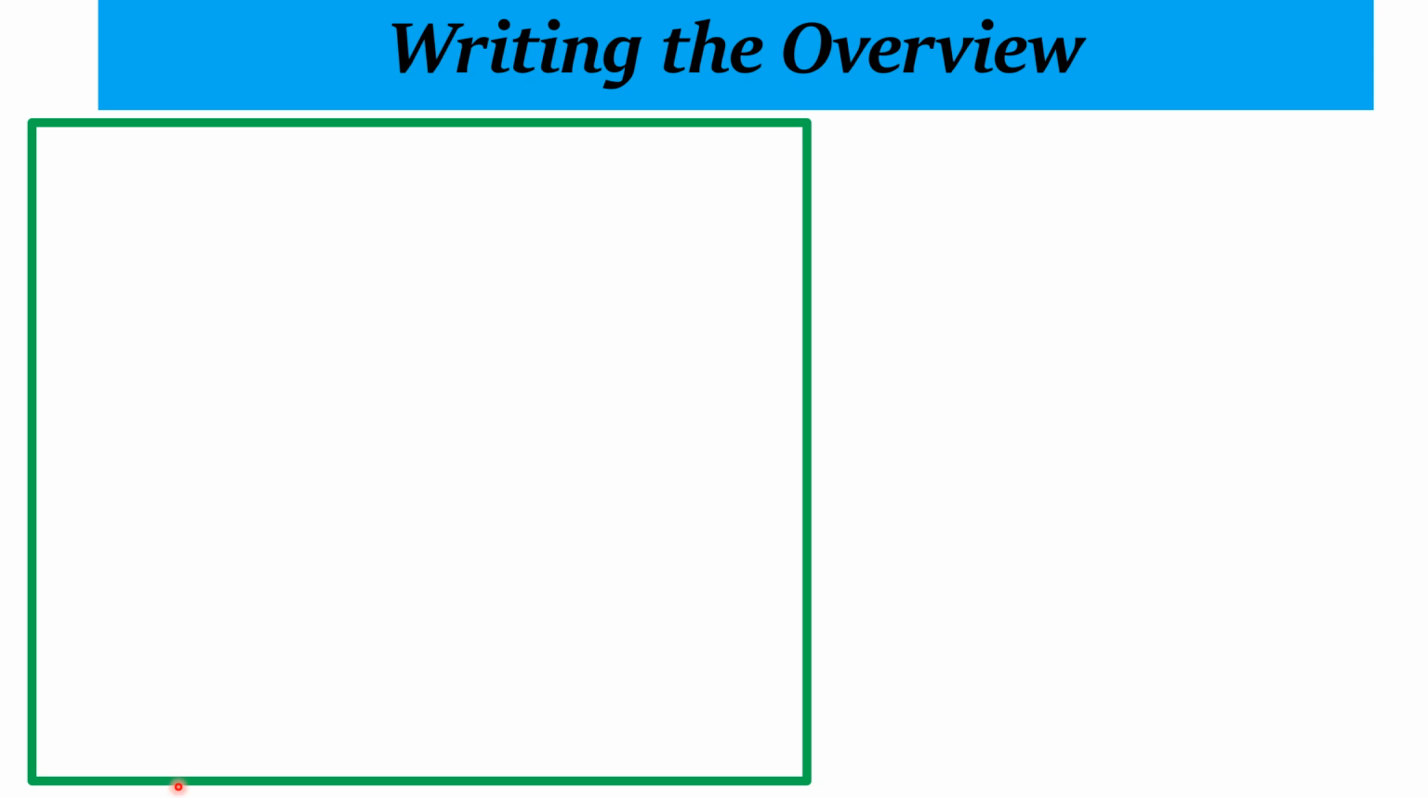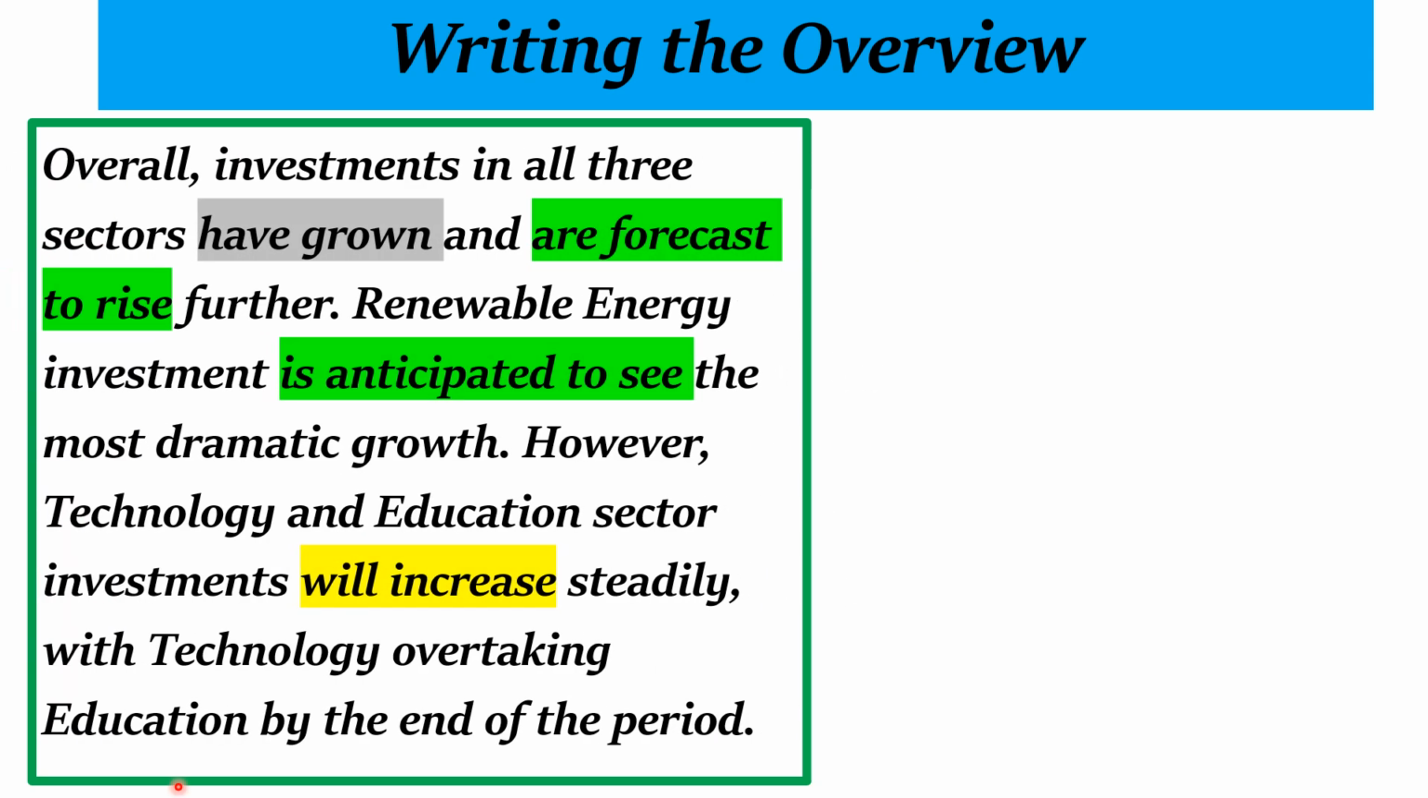Now let's try to understand how the overview is written. Notice that in the first sentence we have used the present perfect tense, have grown, to describe investments up to the present. Then, we used future expressions such as are forecast to, is anticipated to, and will increase for future trends. These structures help describe what's likely to happen in the coming years based on projections.